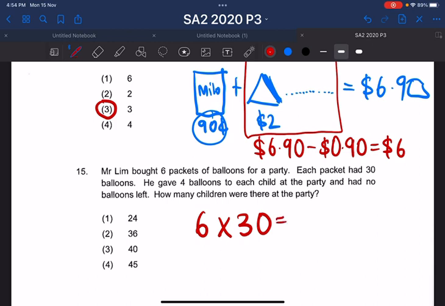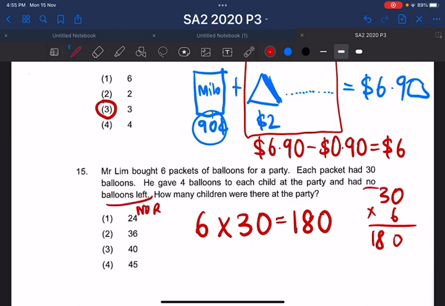Each packet is 30, 6 packets is 6 times 30. So we do a multiplication here. 0 times 6 is 0, 3 times 6 is 18. Now this person bought so many balloons, 180. Now he gave 4 balloons to every child. And after that, there were no balloons left. Now, no balloons left means no remainder.